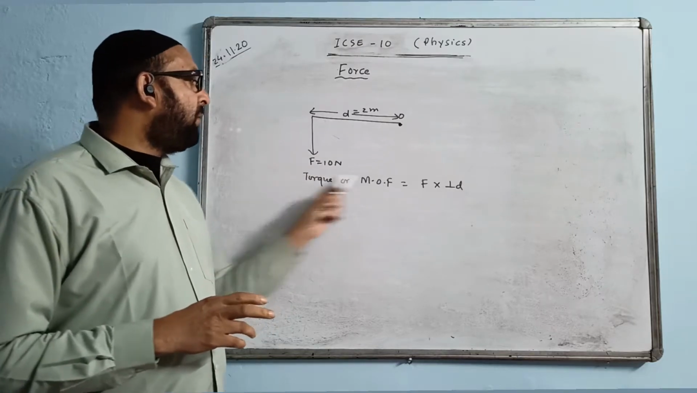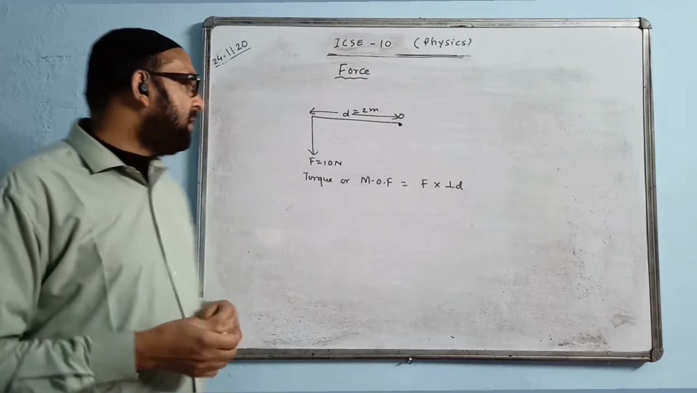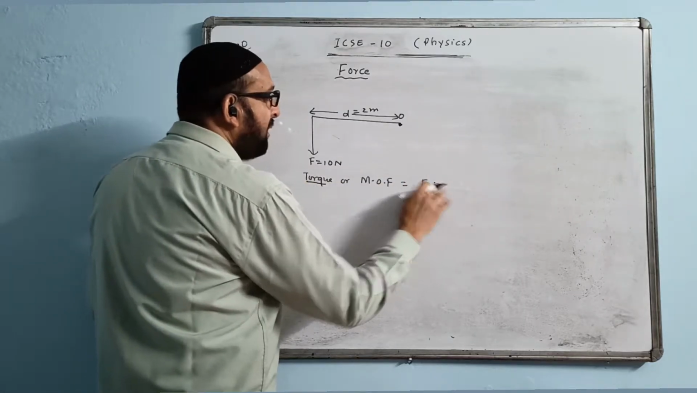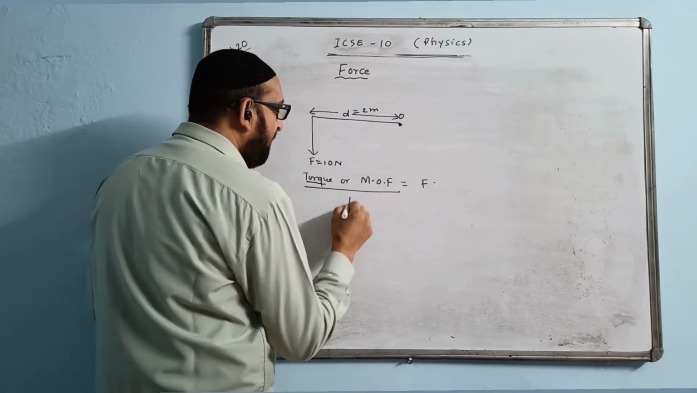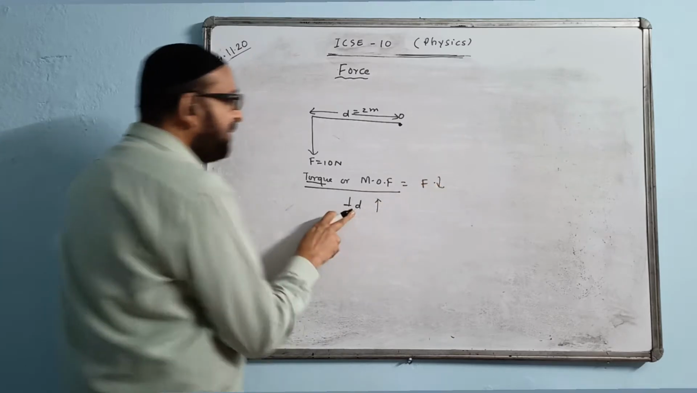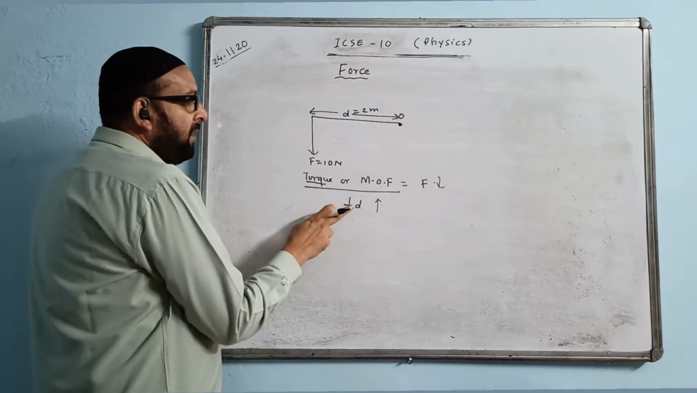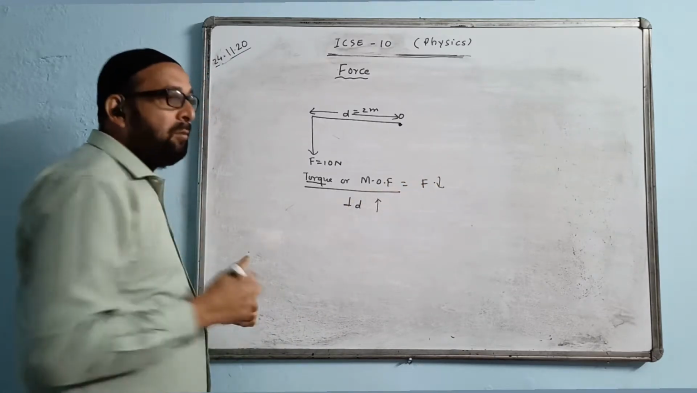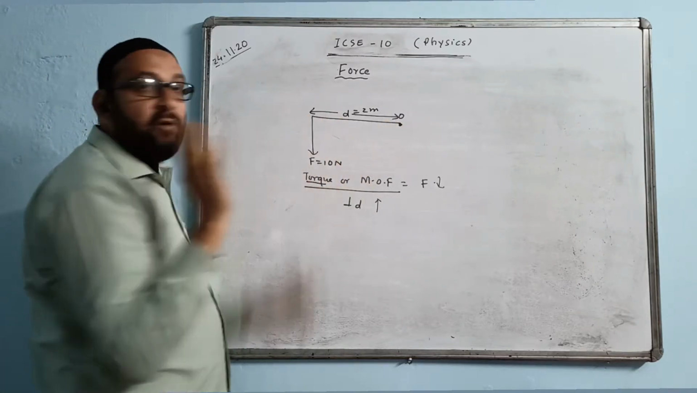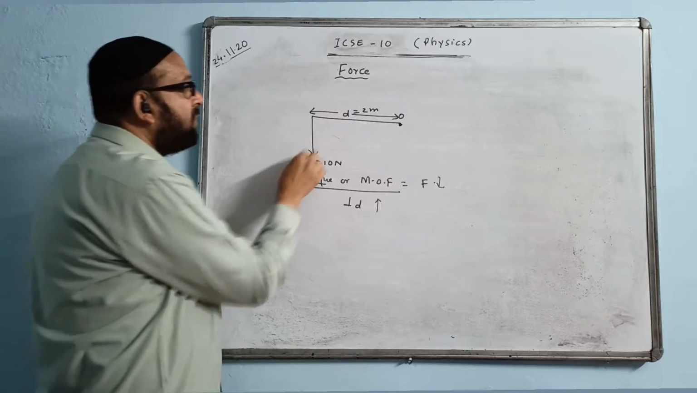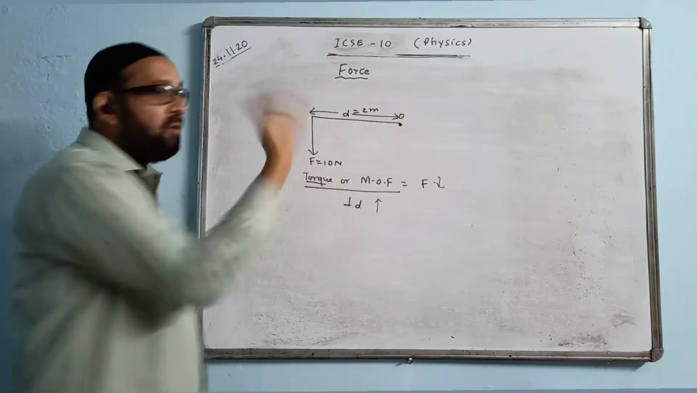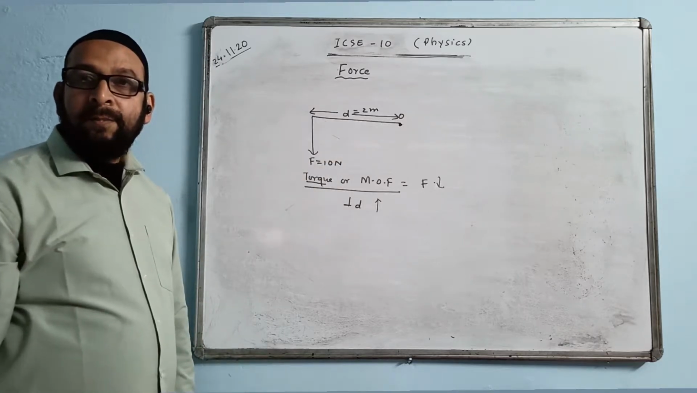So these are the main key points we discussed last time, and one more important thing is the torque formula: force into perpendicular distance. If torque is constant, then force and perpendicular distance are inversely proportional. If the distance is more, force will be less. If the distance is less, then the force is more. If this distance is longer, then the force value will be smaller.